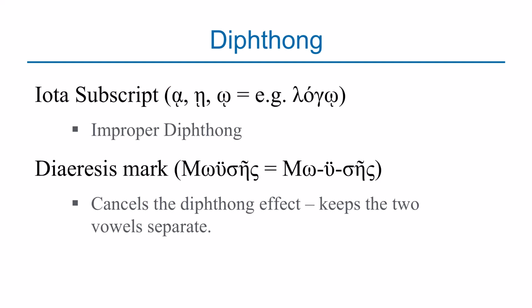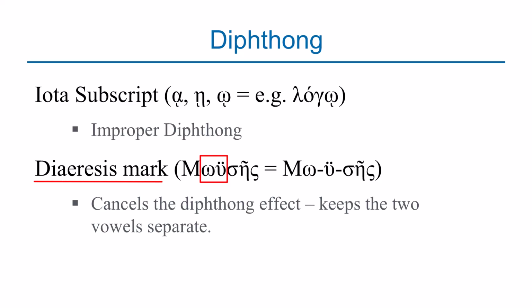Another thing to take note of is what we call diaresis marks. Diaresis marks are two dots that you place on top of the second vowel in a diphthong. Remember, a diphthong is two vowels next to each other, pronounced as one sound. When you place two dots on top of the second of the two vowels, these dots are called diaresis marks. Their function is to cancel the diphthong effect. These two dots are telling you that instead of pronouncing the two vowels as one sound, they are no longer a diphthong. You pronounce the two vowels separately.